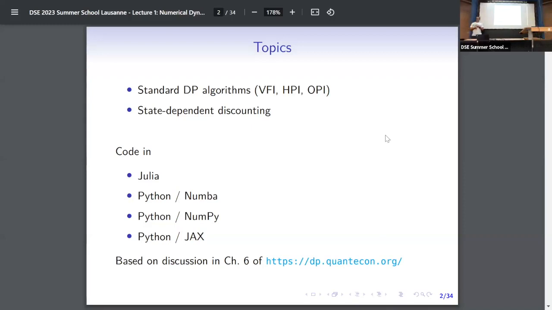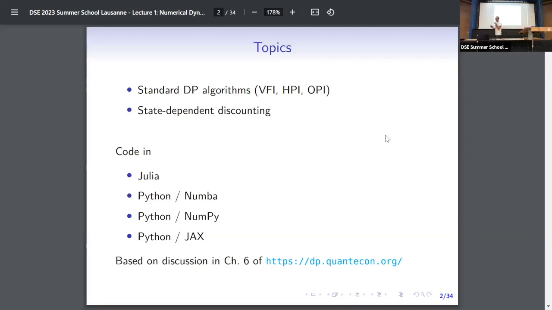Howard policy iteration, or sometimes just policy iteration. And then another algorithm called optimistic policy iteration, which is kind of like a convex combination between these two methods. So we'll discuss these methods in the context of a fairly simple problem.